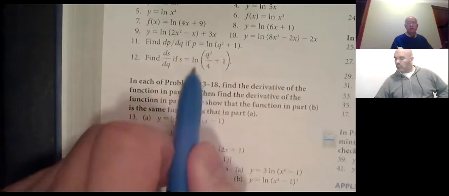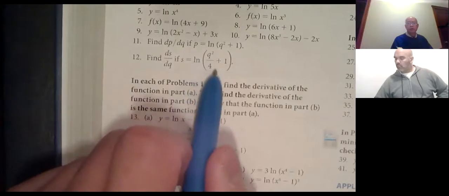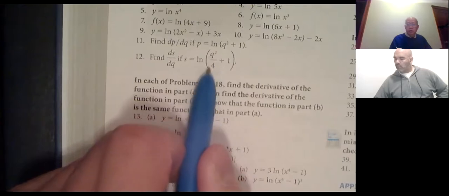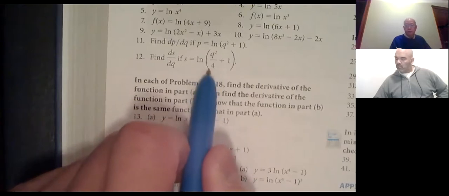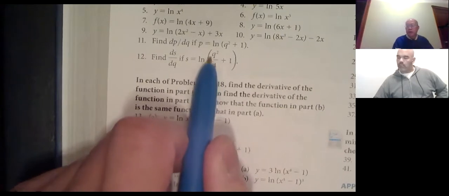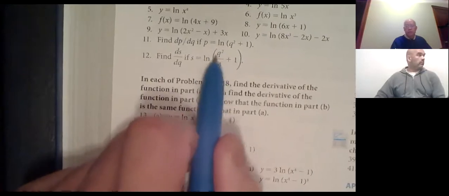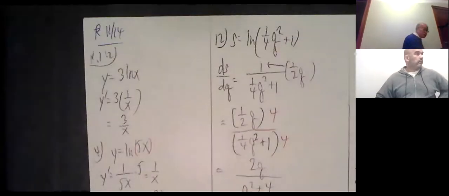That's all. So natural log of q squared over 4 plus 1. I'm going to treat this as 1/4 q squared to prevent from having to do the quotient rule. So again, my suggestion, if you have a constant either on top or bottom, change it. So like this, 1/4 q squared, I think it's easier to deal with.